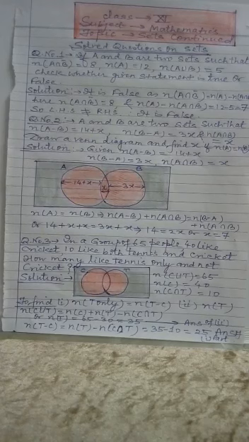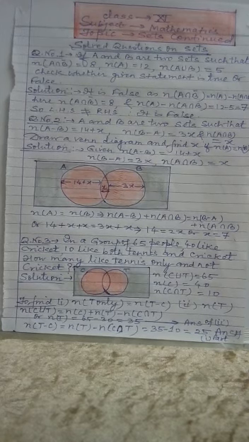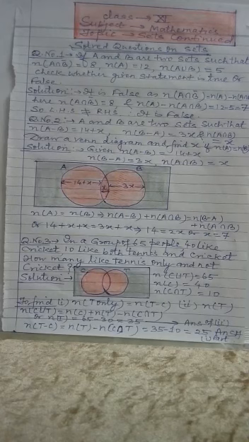Question number 1: if A and B are two sets such that the number of elements in (A intersection B) complement is 8, the number of elements in A, n(A), is 12, and n(A intersection B) is 5, check whether the given statement is true or false. So sometimes you are asked true or false questions. The solution here I have written is: it is false.